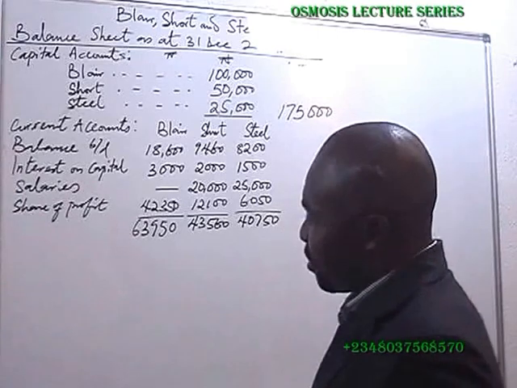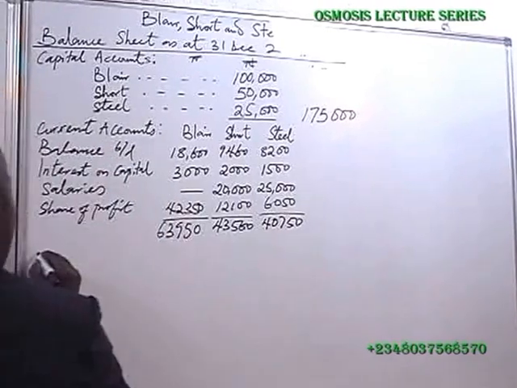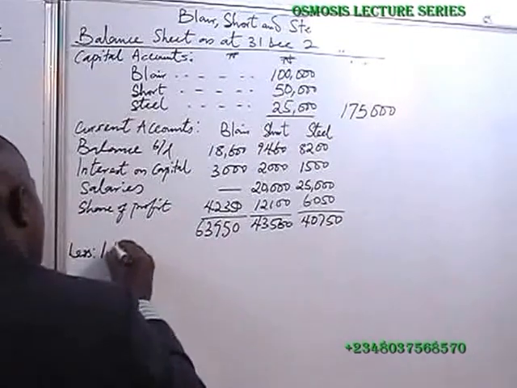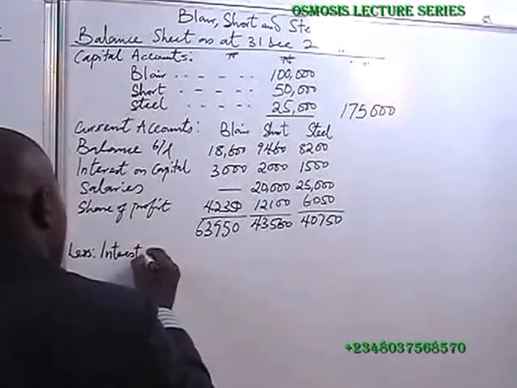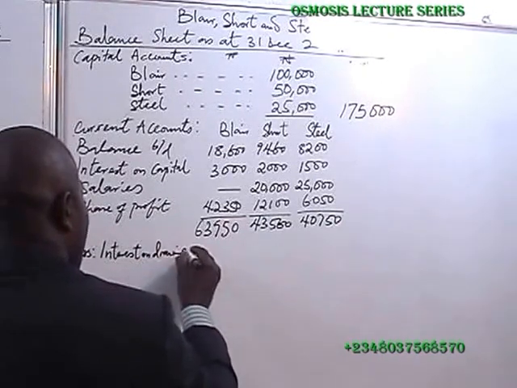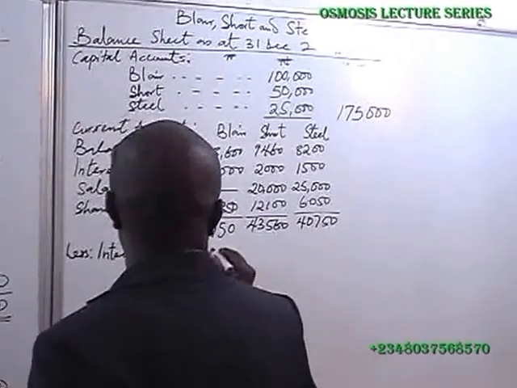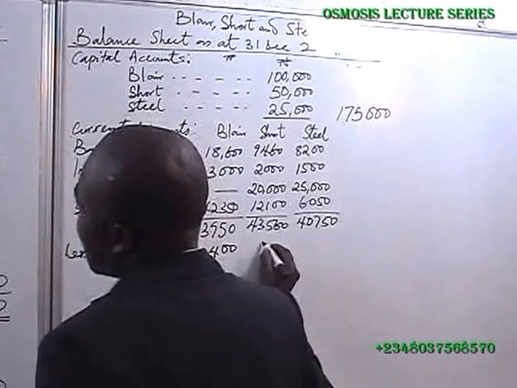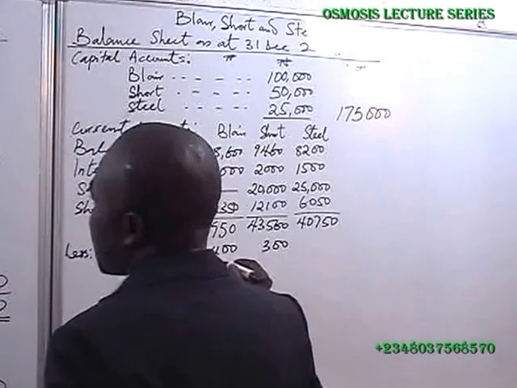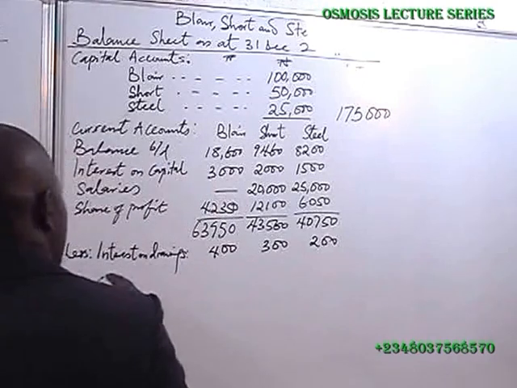Now, if we are going to less from these items, we say less. The first item is what? Interest on drawings. Blair's interest on drawings is 400. Short's interest on drawings is what? 300. And Steele's interest on drawings is what? 200.